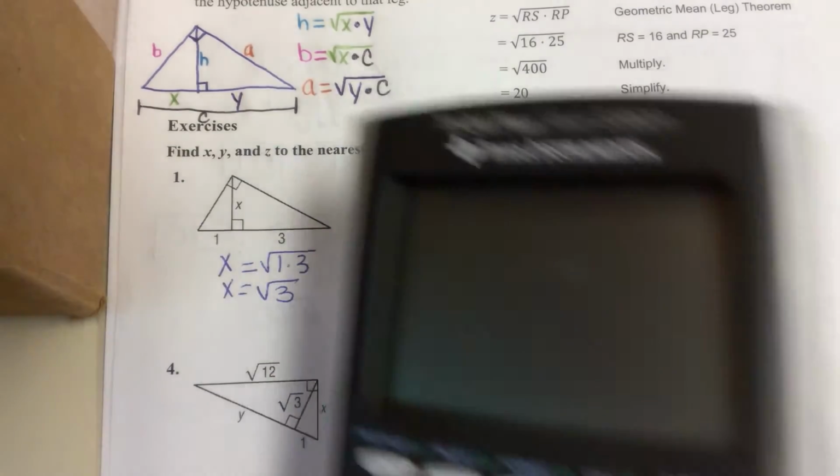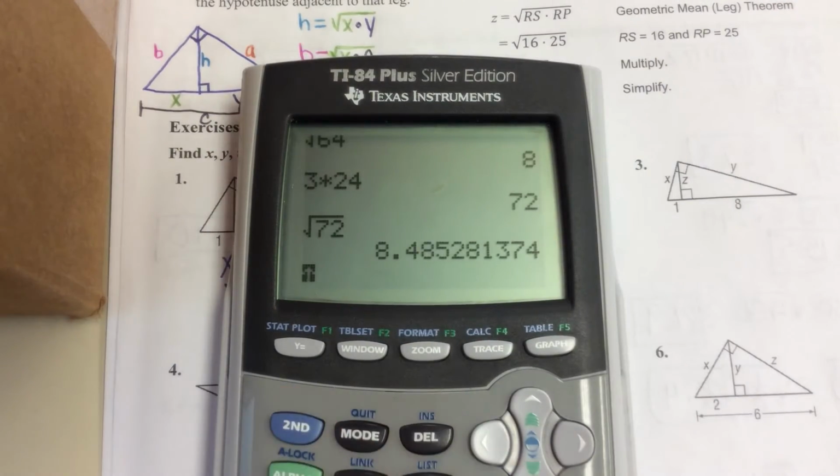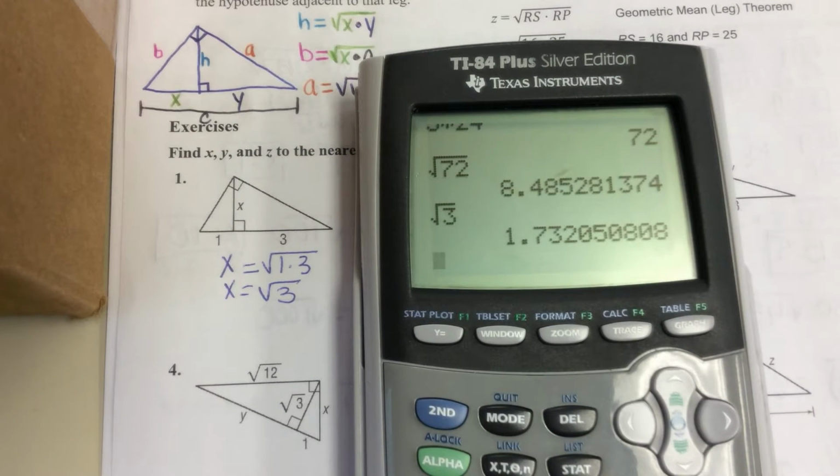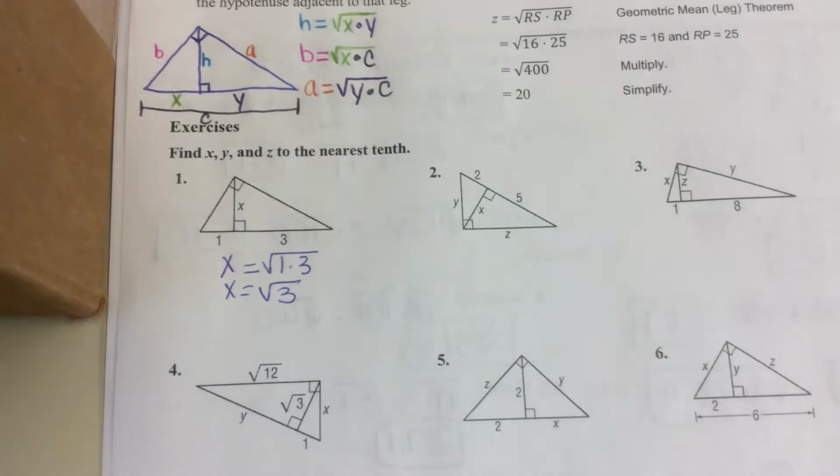If you don't know what that is, we'll type it into our calculator. Second square root, 3. That gives me approximately 1.7.